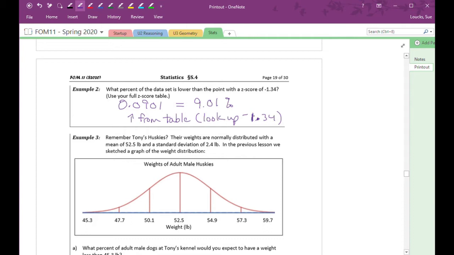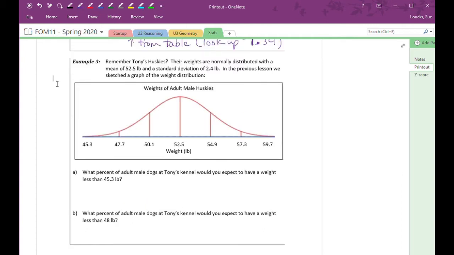Okay, example 3. Remember Tony's Huskies? Their weights are normally distributed with a mean of 52.5 pounds and a standard deviation of 2.4 pounds. In the previous lesson, we sketched a graph of the weight distribution, and there it is. And the question is, what percent of adult male dogs at Tony's kennel would you expect to have a weight less than... I'm actually going to change this. I'm not going to use that number. We're going to use the 47.7 pounds instead.